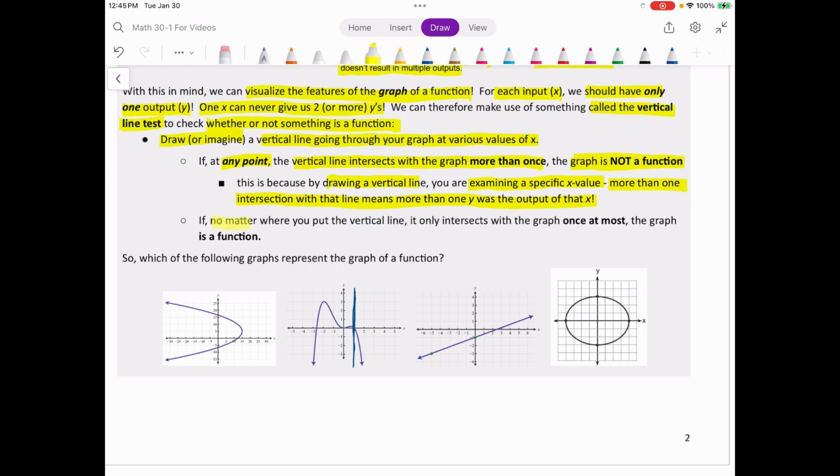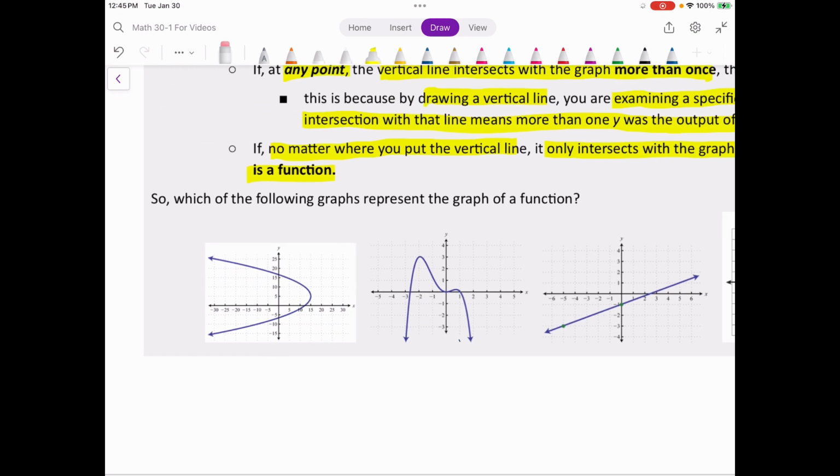So if no matter where you put the vertical line, it only intersects with the graph once at most, then the graph is a function. I know sometimes in younger grades they call this the pencil test, because you imagine taking a pencil and holding it like this. If you were doing it on paper, you hold your pencil and slide it around and see if you can make the pencil touch the graph more than once.